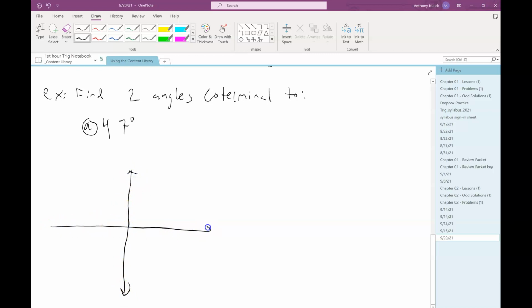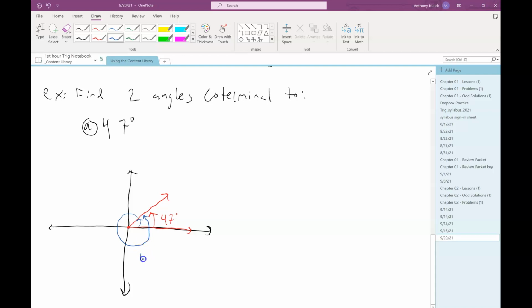the right way. So let's start by just drawing our 47-degree angle. Everybody's okay with that? So something coterminal to this, I'm going to go to the 47, and then I would do another spin around, right? Everybody's okay with that idea?